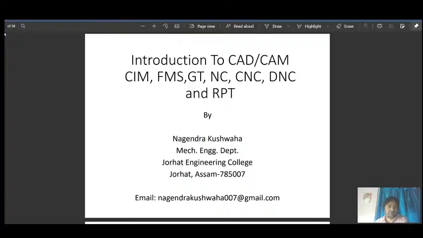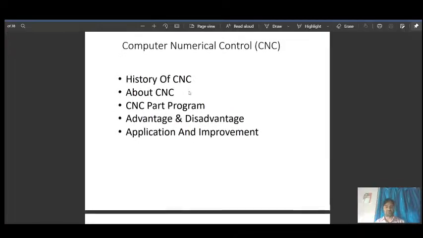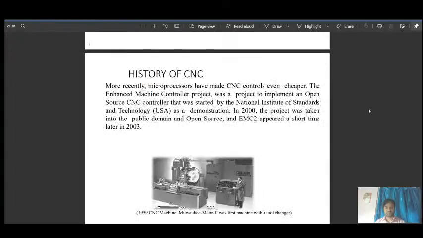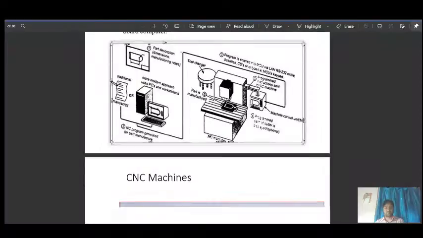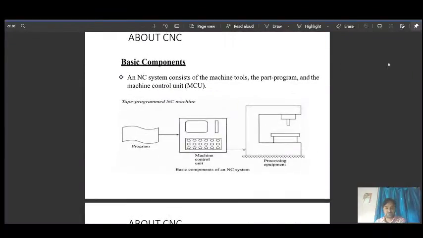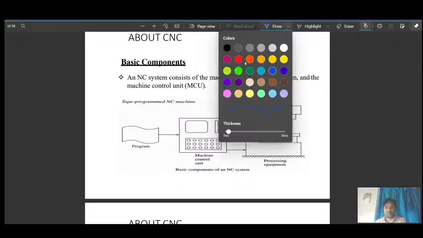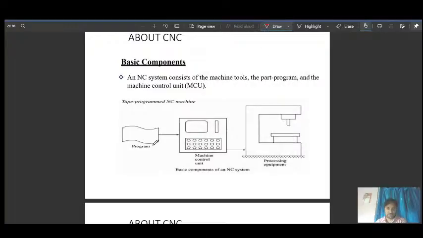So here, last time I discussed the various components of a machine control system, where we discussed the part program, then the MCU, and then the machine tool. So let's move to the remaining part. Part program, machine control unit, and then process equipment or machine tool.